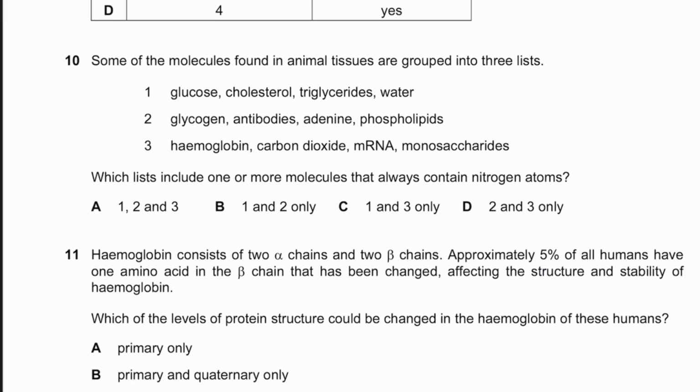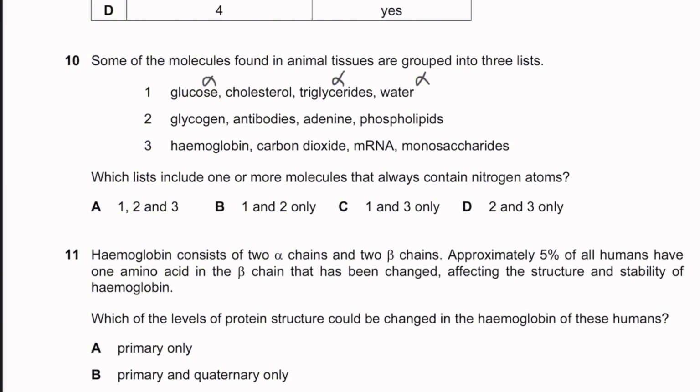A. Some of the molecules found in animal tissues are grouped into 3 lists. Which list includes 1 or more molecules that contain nitrogen atoms? Okay, 1 or more. Let's see, glycogen, cholesterol, triglycerides, and water. Glucose obviously does not contain nitrogen. Water does not contain nitrogen. Cholesterol and triglycerides do not contain nitrogen.